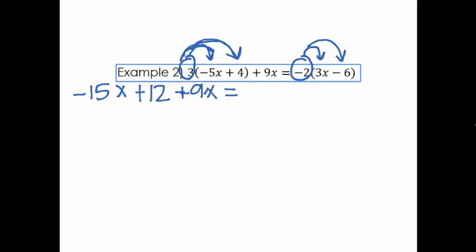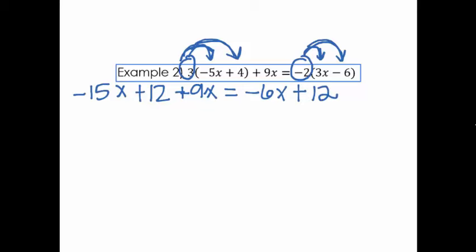Equals, and then negative 2 times 3x, so sorry, is negative 6x. And negative 2 times negative 6. And negative times negative is always a positive, so 2 times 6 is just going to give me a positive 12.